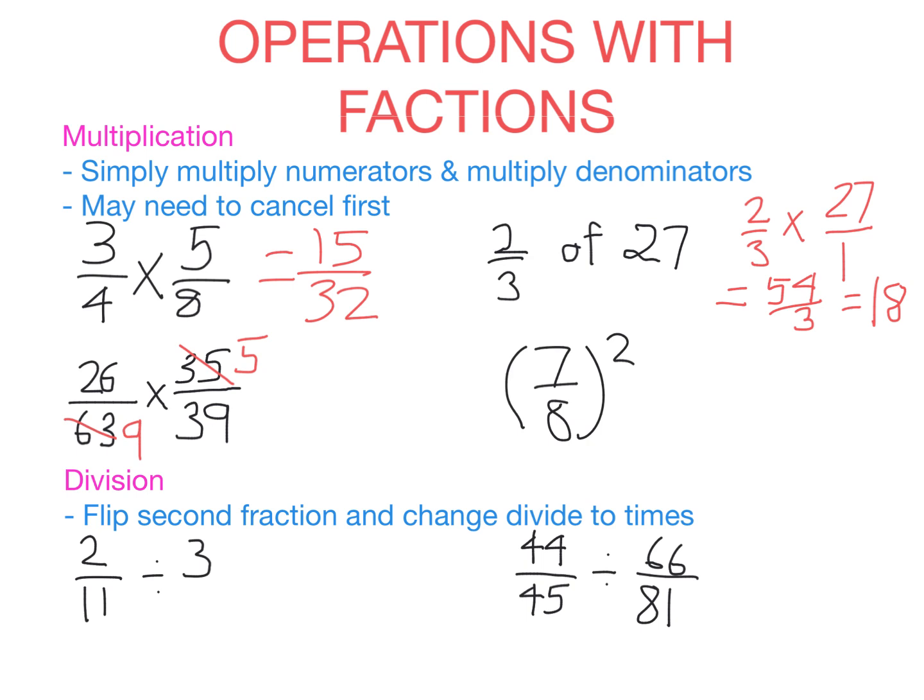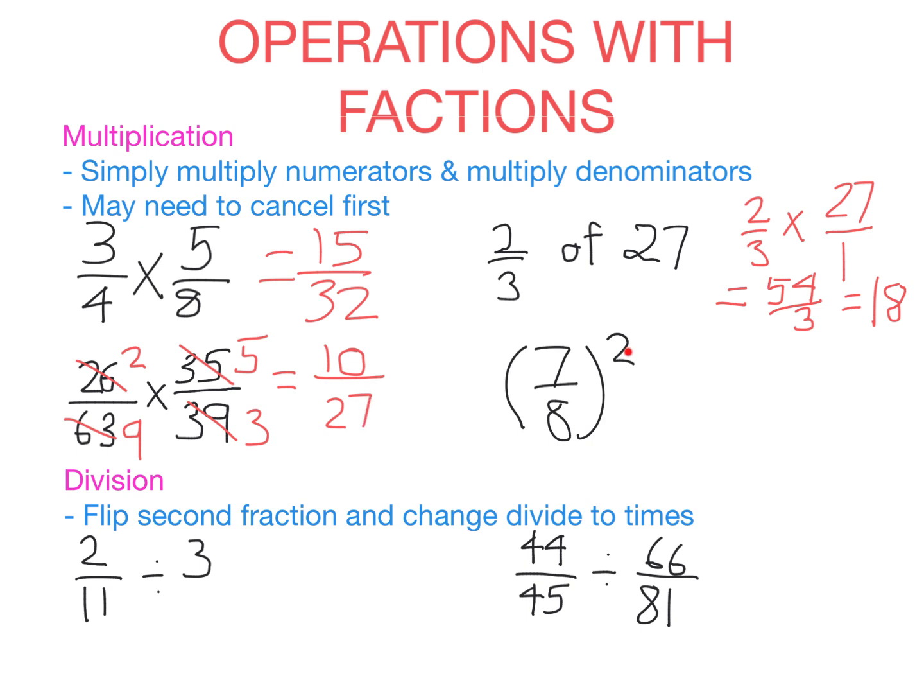Similarly, 26 and 39, they have a common factor of 13. I can divide something on the top by 13 as long as I divide something on the bottom by 13. So doing this makes our life so much easier. Rather than doing 26 times 35, I just have 2 times 5. And rather than doing 63 times 39, I just do 9 times 3, 27, nice and easy.